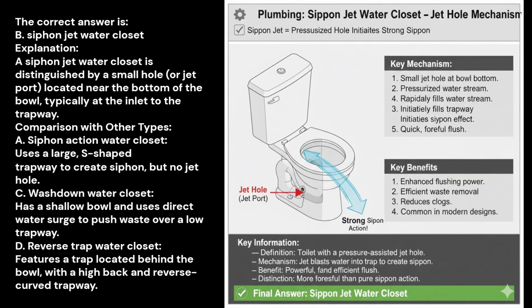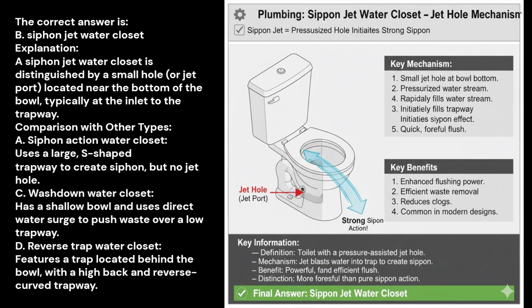The correct answer is B. Siphon jet water closet. Explanation. A siphon jet water closet is distinguished by a small hole, or jet port, located near the bottom of the bowl, typically at the inlet to the trapway. This jet hole directs a pressurized stream of water directly into the entrance of the trap, which quickly fills the trapway and initiates a strong siphonic action.